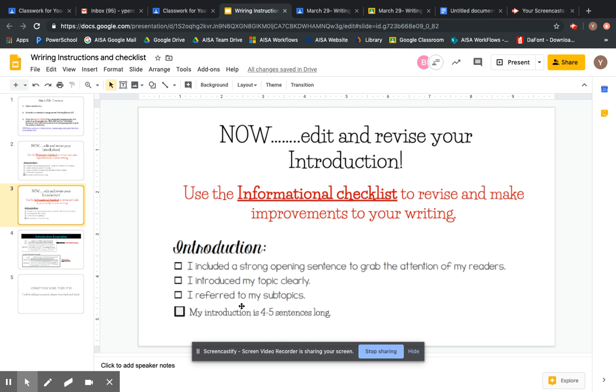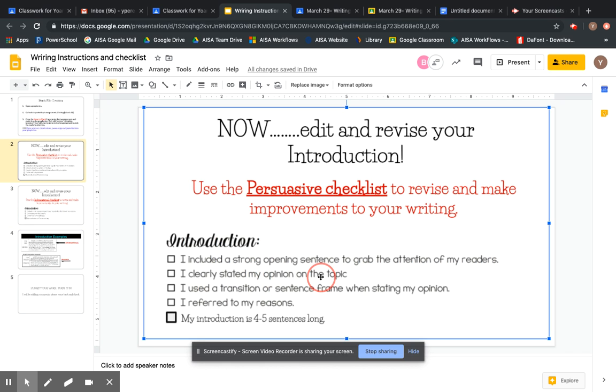That automatically tells me what side of the topic you're on. What is your claim? So I should clearly state it. You should clearly be able to find it. I should clearly be able to read it. I used a transition or sentence frame when stating my opinion. So did you say I think, I believe? Those are on yesterday's assignment. I refer to my reasons.